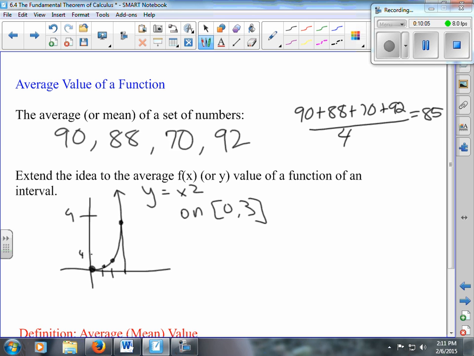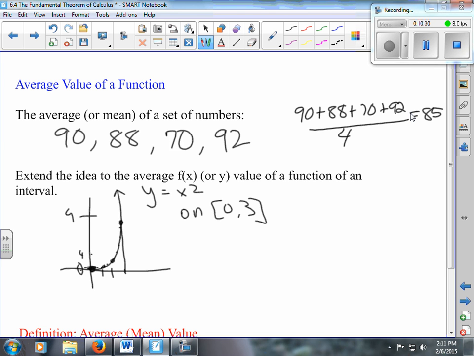What I want to know is, if you look at these y values, they range between 0 and 9. But on average, what is the y value? Like, what y value are we at most often? You might think maybe it's 4.5, because 4.5 is the exact middle of 0 to 9.